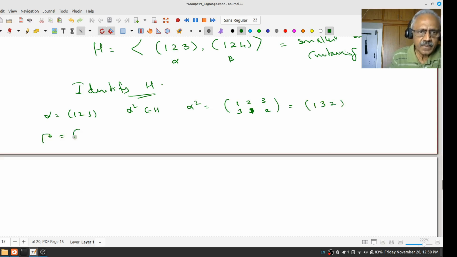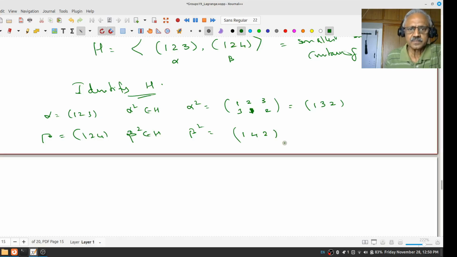And beta is (1 2 4). Therefore, beta squared should also be in H. What is beta squared? 1 goes to 2, 2 goes to 4, therefore 1 goes to 4. Then 4 goes to 1 and 1 goes to 2, therefore 4 goes to 2. And 2 goes to 4, 4 goes to 1, therefore it is a cycle. Now notice that alpha, beta, alpha squared and beta squared are already different cycles. And the identity element must also be in H. There are already 5 elements in H.